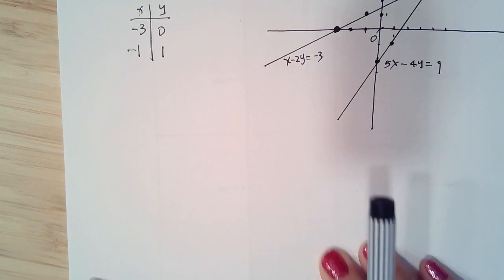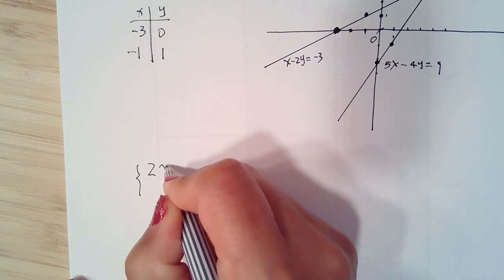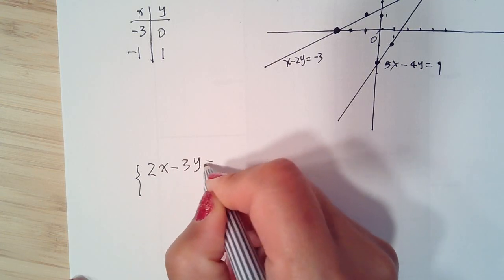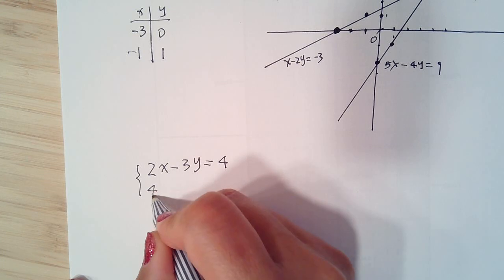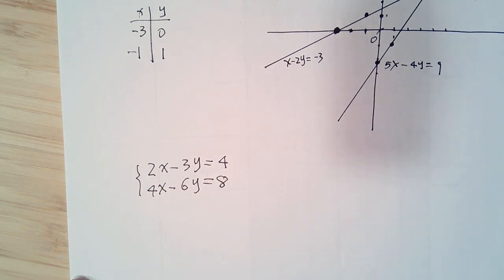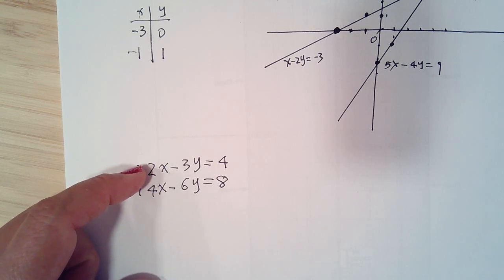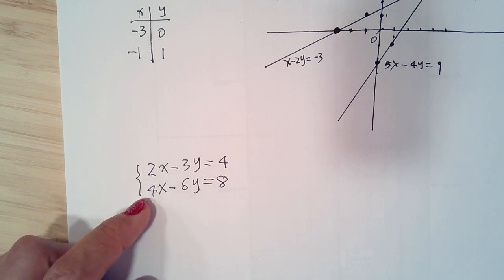All right, now let's work on one more. 2x minus 3y equals 4, and 4x minus 6y equals 8. What do you think? These two are identical. If you multiply the first equation by 2, you get the second equation. Which means when you graph them, you get exactly the same line.